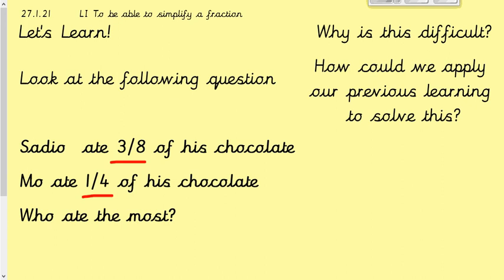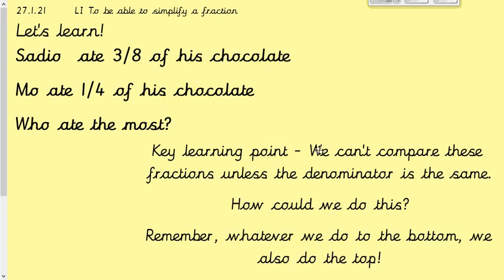For those of you who don't have someone to chat to, have a think about it. What could we do? Why is it difficult to work it out? It's actually difficult because we need the denominators to be the same. You cannot compare fractions when they do not have the same denominator. So our key learning point for today is that we cannot compare these fractions unless the denominator is the same.